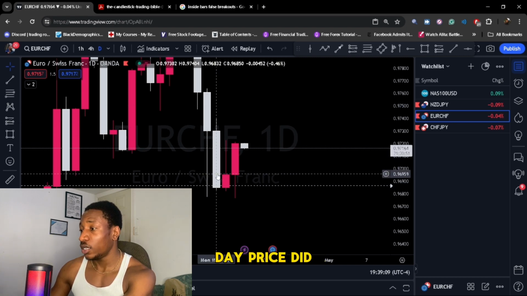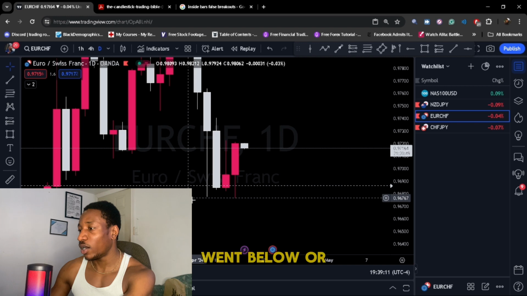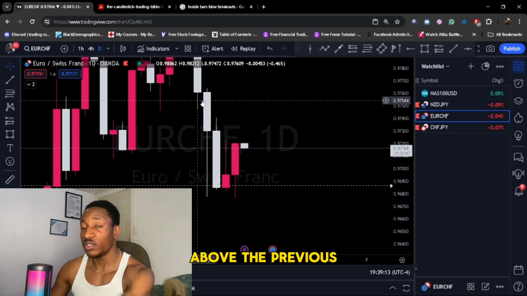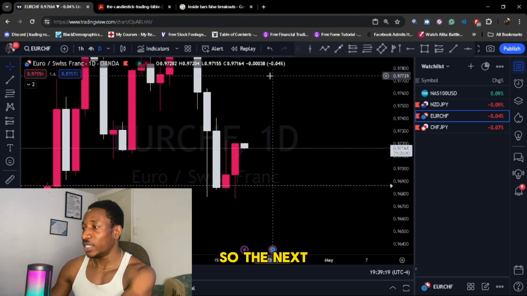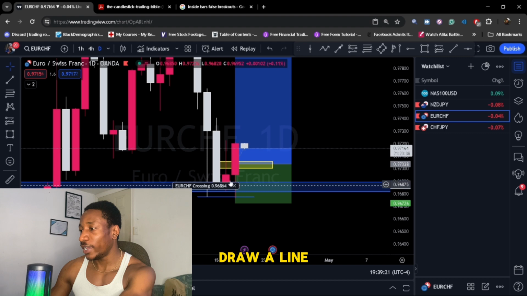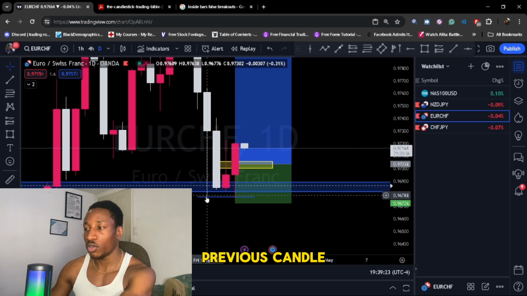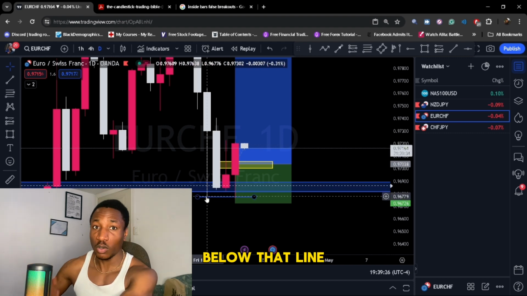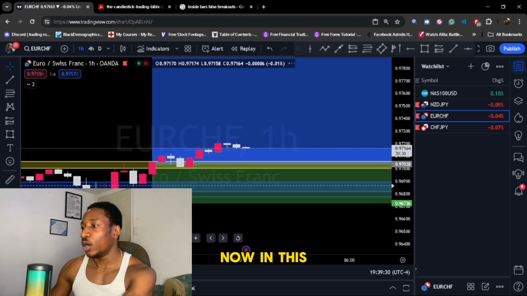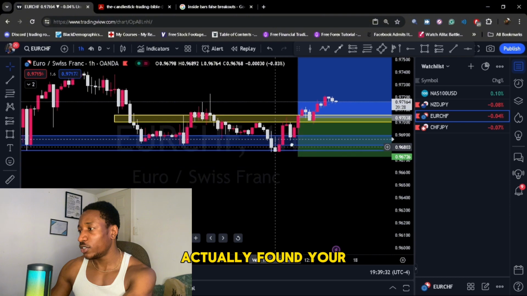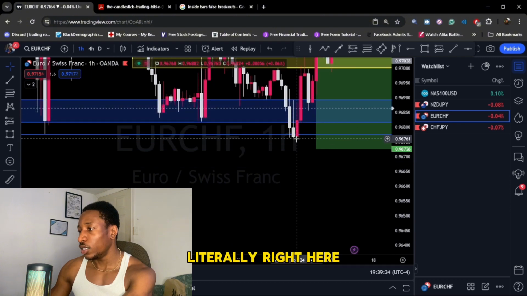Then the next day, price did sell, but it never went below or above the previous candle. So because it did not do that, this is called a harami pattern. So the next step is now for you to draw a line literally under that previous candle and wait for price to go below that line, give you an entry, and then you buy, right? Now in this particular case here, you would have actually found your entry literally right here.